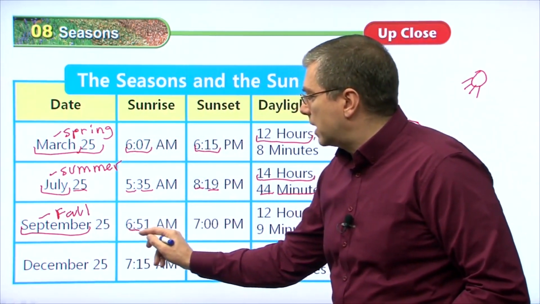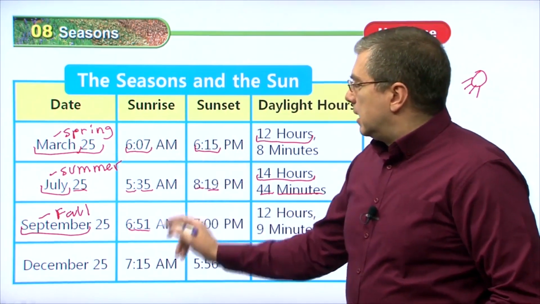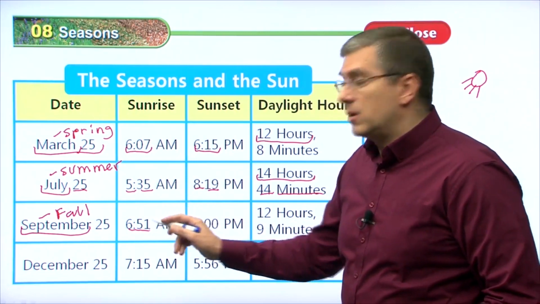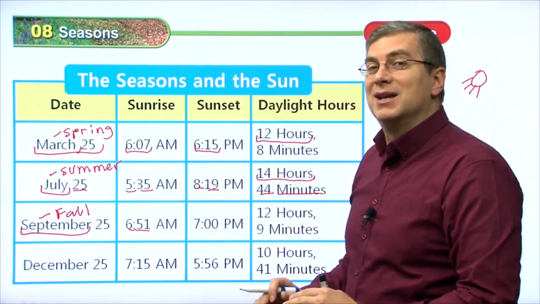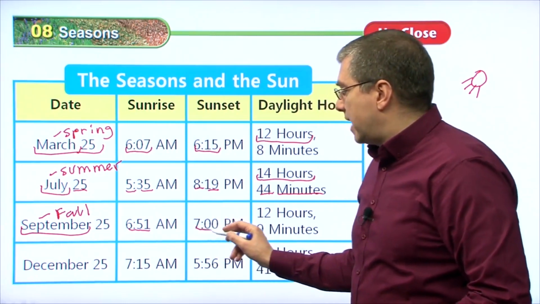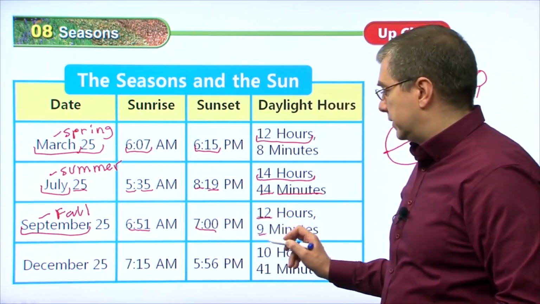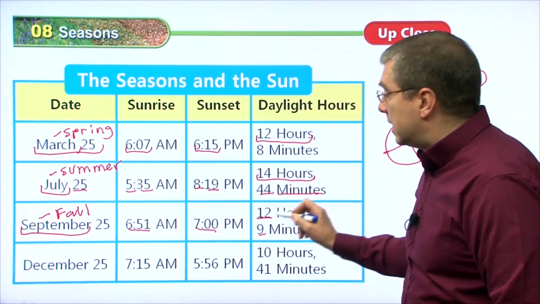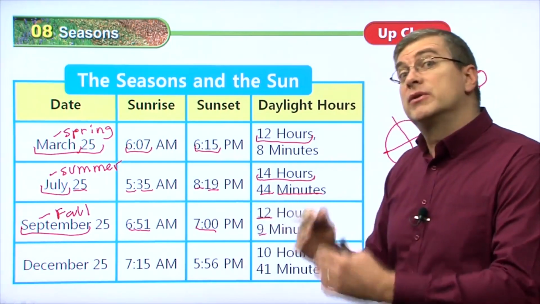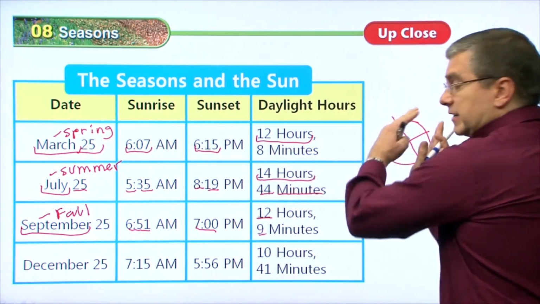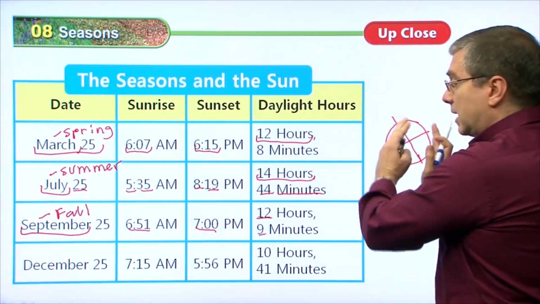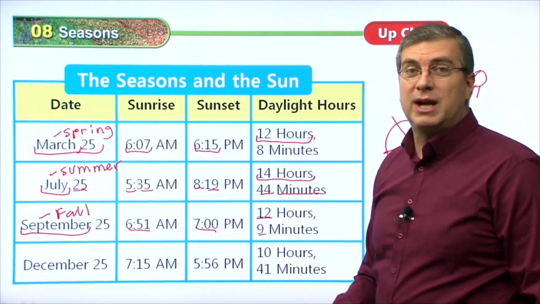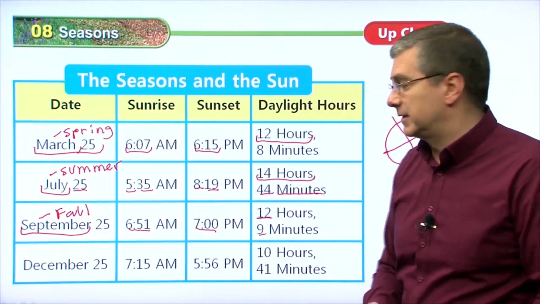Now look at this. The sun is rising later. The sun was coming up at 5:30 in the morning in the summer, but now it's taking longer and longer to rise. And it goes down at 7, so that gives us 12 hours and 9 minutes. So you see, spring and fall are very similar. In the spring, we have 12 hours and 8 minutes. In the fall, we have 12 hours and 9 minutes. It's almost the same. That's because of this cycle, because the earth is spinning back and forth, so it's coming back around. And the fall is very similar to the spring in terms of weather and in terms of daylight.